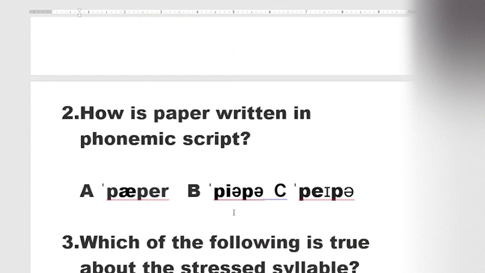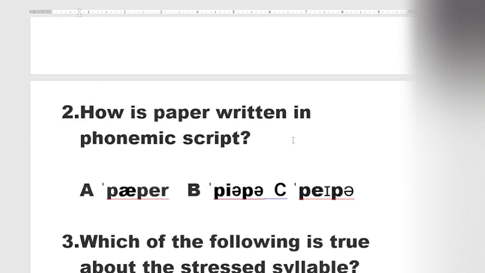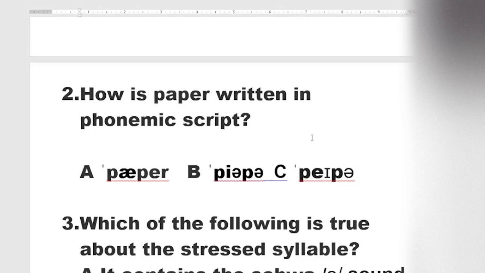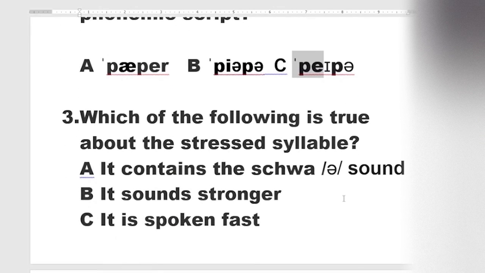The next question: how is paper written in phonemic script? We saw phonemic script above, and I pronounce the word, and you try to find paper. Paper. The key is C. And I'm going to speak about one thing again. You see a little apostrophe here. It is showing stress. For example, it is showing the stress is on the first syllable. So, paper. Okay, let's continue.